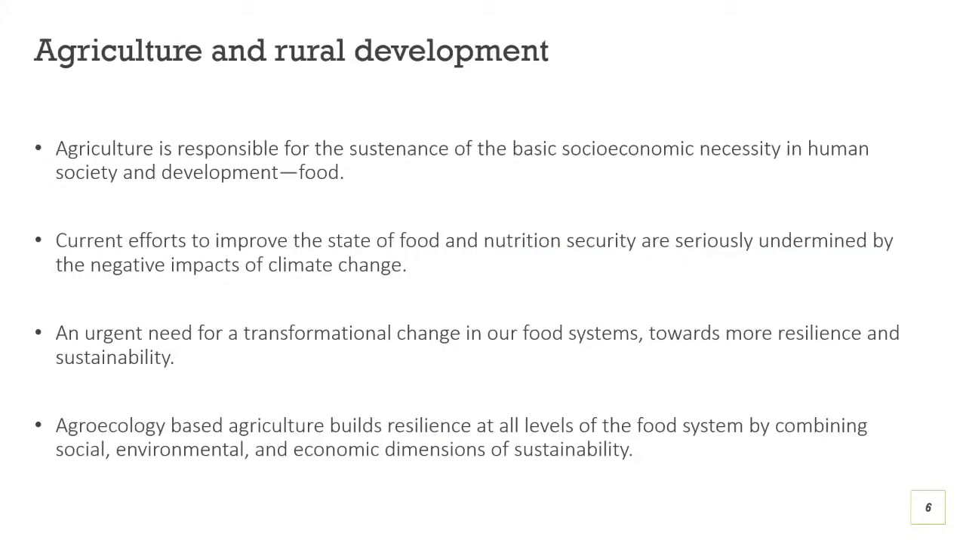So based on what we just talked about, how are agriculture and rural development linked? Agriculture is responsible for sustenance of the basic human need in any society, that's food. And the current efforts in different parts of the world, particularly in Sub-Saharan Africa and South Asia, are not being completely successful because of the new dynamic changes in weather patterns as a result of climate change, and also ecological degradation in the form of water contamination and soil degradation.